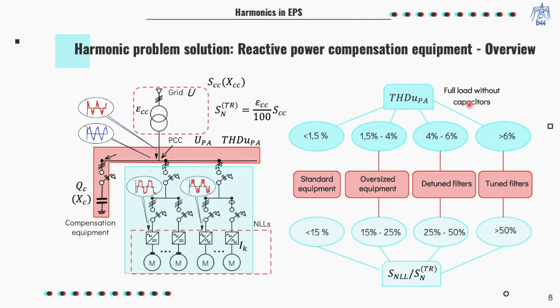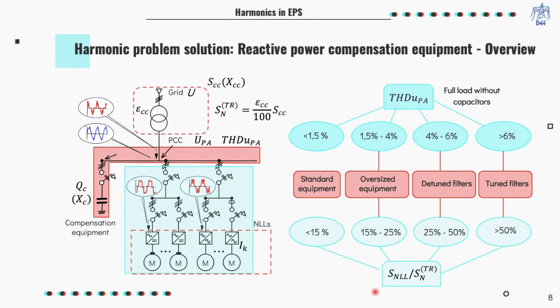First, the total harmonic distortion of the electrical installation at full load and without capacitors must be measured. If this total harmonic distortion is below 1.5%, the standard capacitor banks can be connected. If the total harmonic distortion is between 1.5 and 4%, oversized capacitor banks are recommended to avoid overloads. If the total harmonic distortion is between 4 and 6%, the use of detuned filters is recommended for compensation of reactive power and to reduce harmonics. If the total harmonic distortion is greater than 6%, the use of tuned filters is recommended.